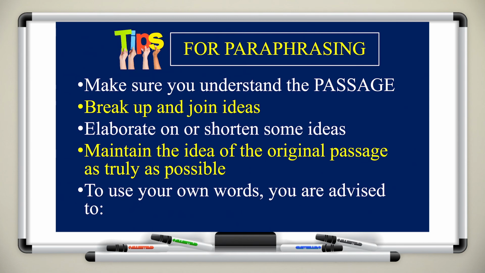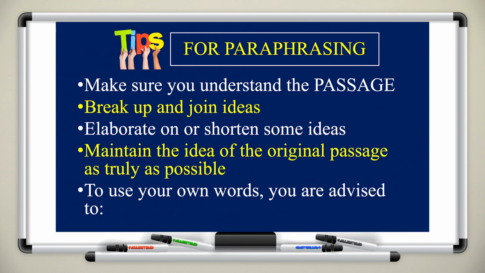Now we also want to paraphrase. We don't want to copy the exact same words from the paragraph. We want to paraphrase. So how do we paraphrase? We have to make sure we understand the passage in order to paraphrase. We sometimes have to break up or maybe join ideas together. Or maybe we can elaborate or shorten some ideas. Maybe the writer didn't elaborate enough, so we can add more examples, or maybe we can remove a lot of examples and make it shorter.